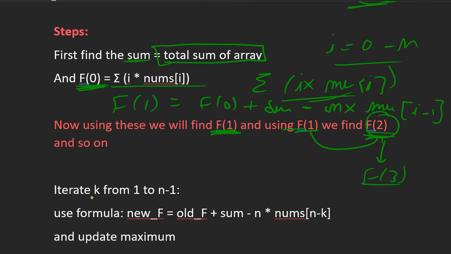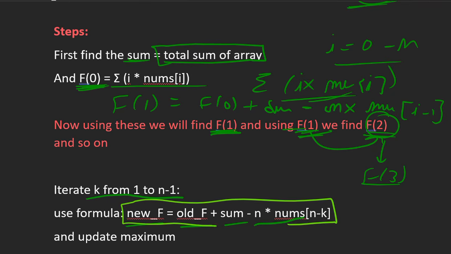So what we do is we will iterate k from 1 to n minus 1 and then find all the values of f of k. So basically new f is equal to old f plus sum minus n into nums of n minus k. So this is what we will be using, and every time after calculating new f we'll update our maximum answer, right?